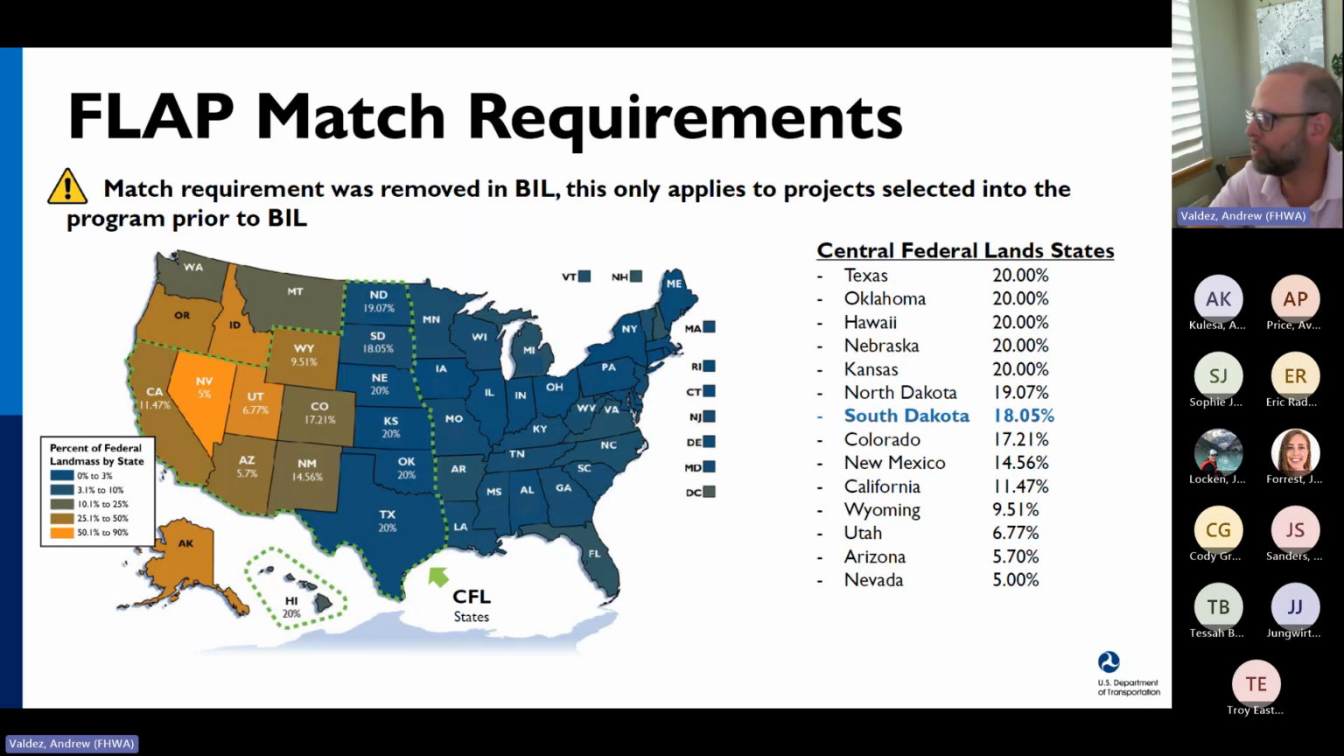The Bipartisan Infrastructure Law did remove the local match requirement. There used to be a local match requirement, a cash match for this program, but it removed that. This is what the requirements used to be for the states and territories in Central Federal Lands. So you can see South Dakota had at one point an 18.05% cash match requirement. Obviously, this also puts pressure on limited program dollars.